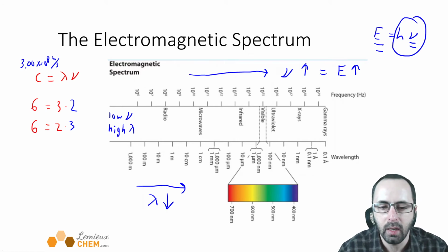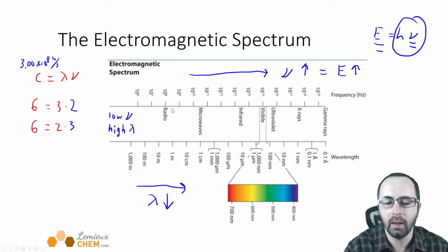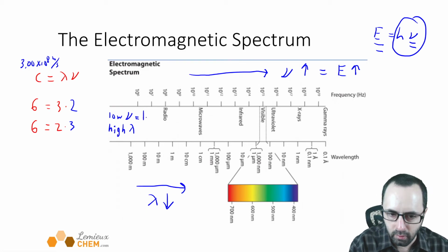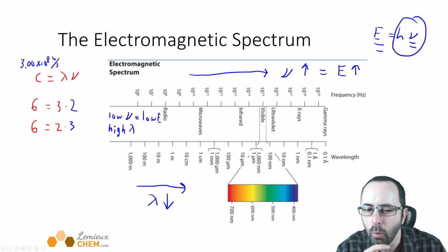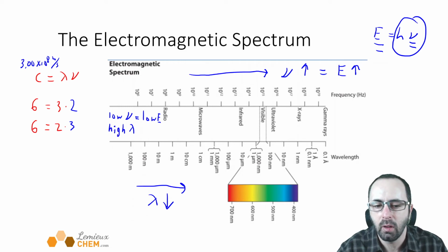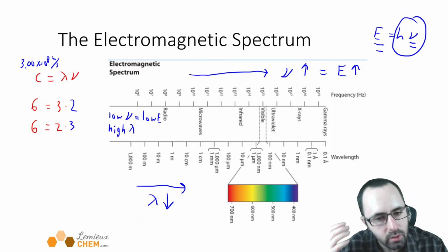And so radio has the lowest energy as well. If it has low frequency, that means also it has low energy. So the radio waves are the lowest frequency, lowest energy radiation. This is the kind of thing our Wi-Fi signals, cell phone signals are carried over, radio stations.